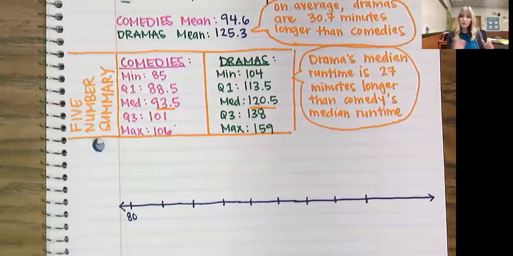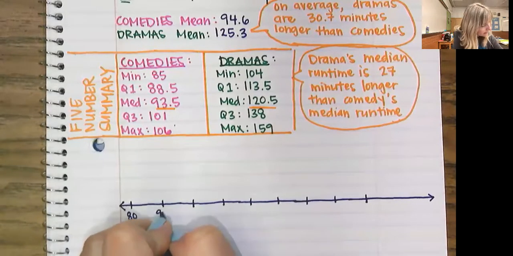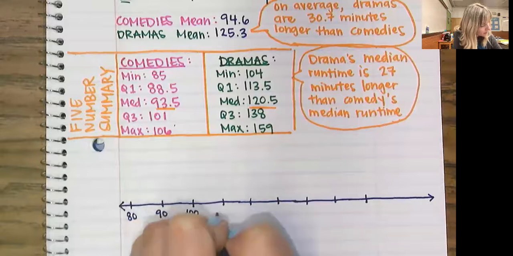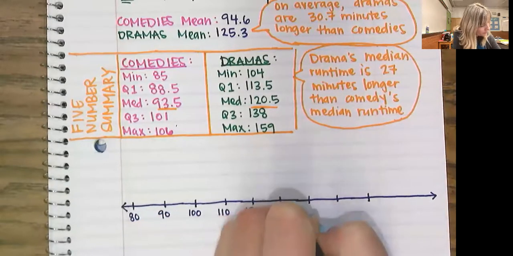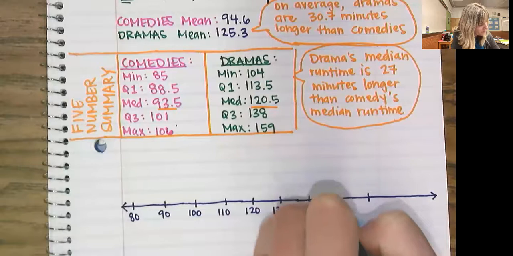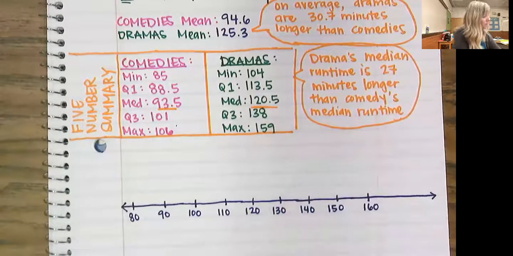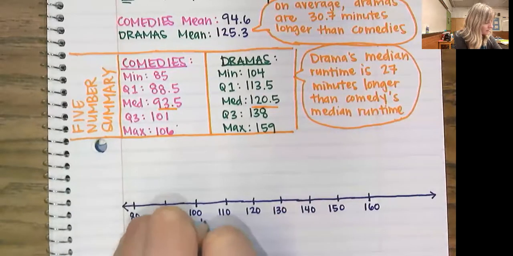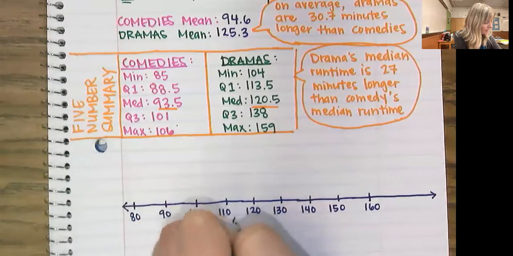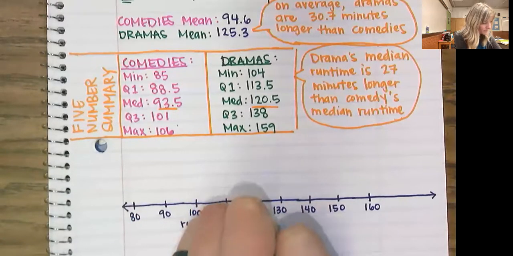They're pretty evenly spaced. Some of them got a little too close together, but it's good. So now I'm going to label 90, 100, 110, 120, 130, 140, 150, and 160. And then I'm also going to put a label down here that this is about the runtime, which is measured in minutes.